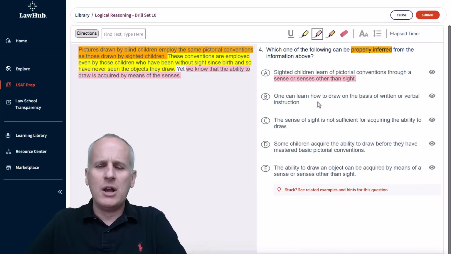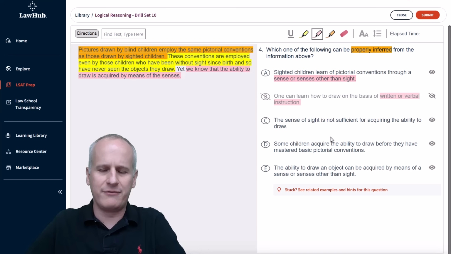Then, choice B, one can learn how to draw on the basis of written or verbal instruction. Well, we certainly did not introduce the concepts of written or verbal instruction. That would need additional information. We can eliminate B.